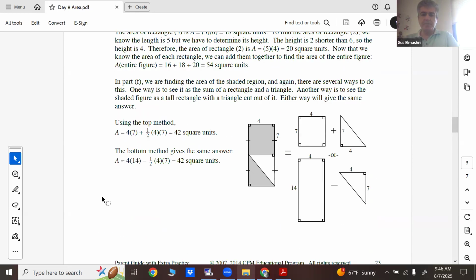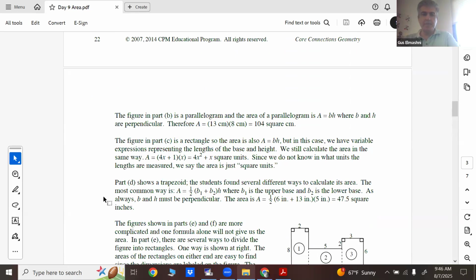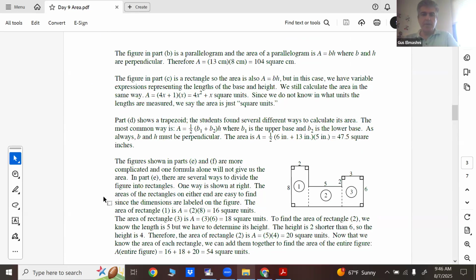Okay, we'll go to the next page. Pete, can you read the top, maybe the first 3 paragraphs on the next page? Yes.